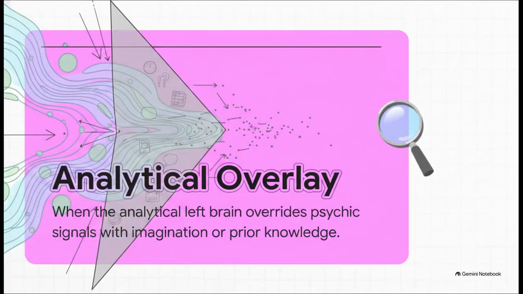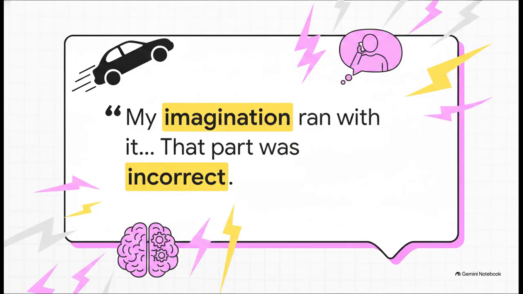Now, the most common and frankly the most frustrating trap for beginners is analytical overlay, or AOL. This happens when your logical left brain completely overrides the raw, intuitive, psychic signals you're getting and replaces them with imagination, memory, or prior knowledge. Your logical left brain is essentially a massive know-it-all. It absolutely hates incomplete data, so it aggressively tries to guess what you are seeing and just starts fabricating a story. Here is a super relatable, real-world example from another student.